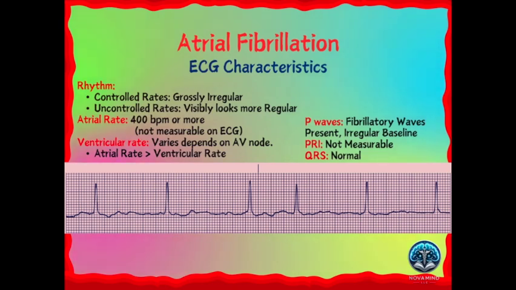The hallmark of atrial fibrillation is the presence of that wavy baseline between the QRS complexes. The rhythm is grossly irregular at controlled rates, and at uncontrolled rates it's going to visibly look more regular. Atrial rates, again, will be 400 beats per minute or more and not measurable on ECG. Remember, ventricular rate depends on the AV node. There's going to be a higher atrial rate than ventricular rate. P waves, again, would be fibrillatory waves present on an irregular baseline. QRS is normal and PR is not measurable.